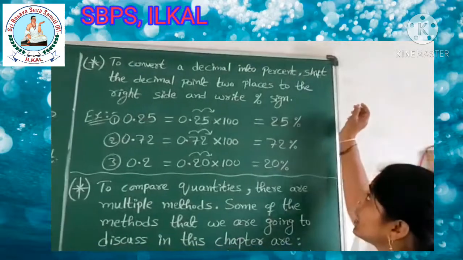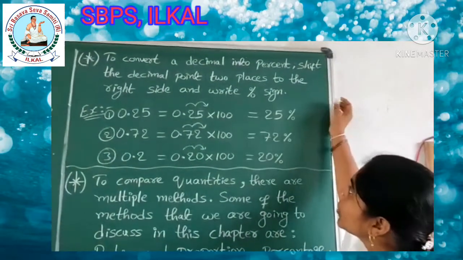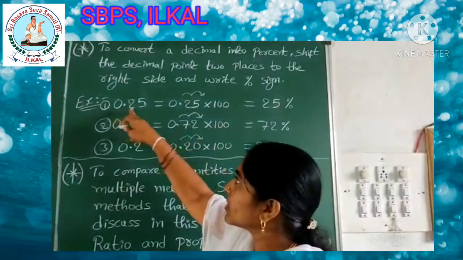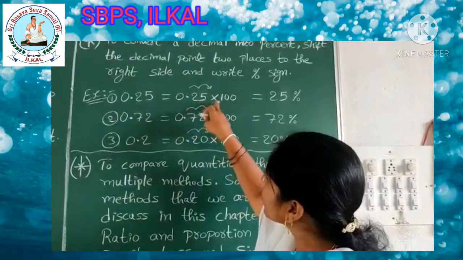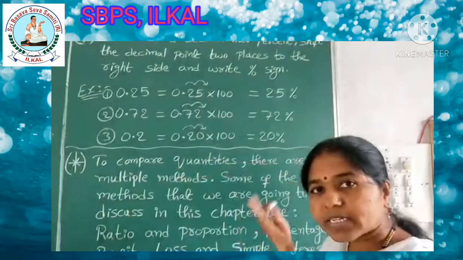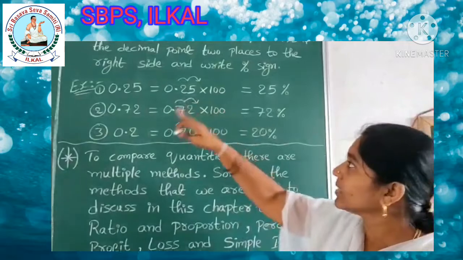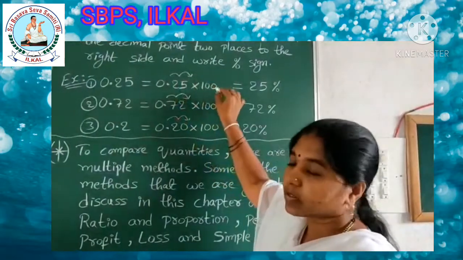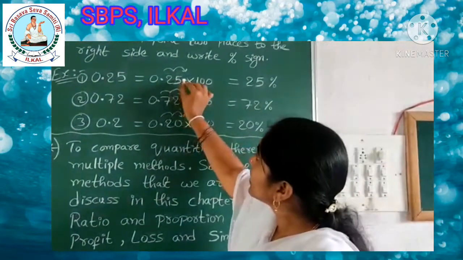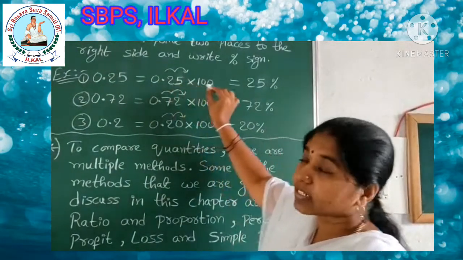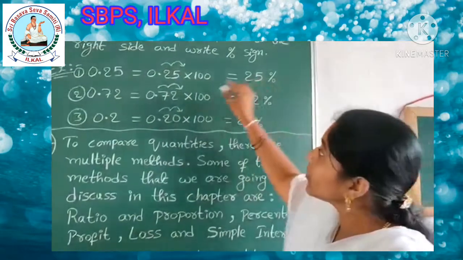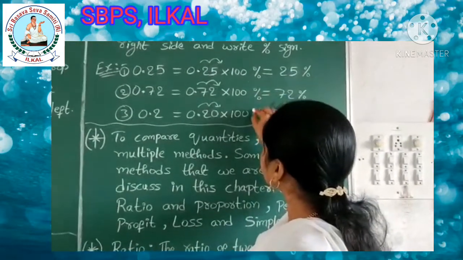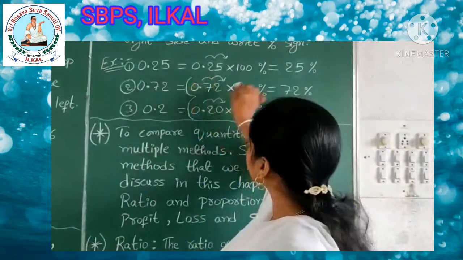To convert a decimal into percent, shift the decimal point 2 places to the right side and write percent sign. It is a decimal number, say 0.25, which is equal to 0.25 into 100. Fraction to convert it into percentage also into 100, decimal also to convert into percentage, 100 only we will do. 2 places to the right, it will become 25.0, which is nothing but 25%. If you multiply by 100, children, you must ensure the percent sign. Okay. You can put bracket.